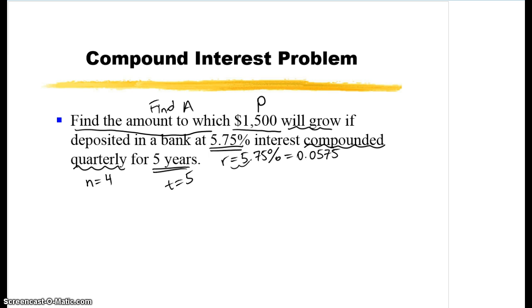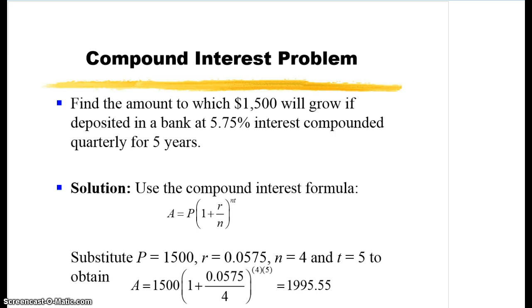Okay, so put it all together now, and you will notice, using our formula, that A is equal to 1,500 times (1 plus R, which is 0.0575, divided by N, which is 4) to the power of N, which is 4, times T, which is 5. That's what they have exactly here. Doing this calculation gives you 1995.55. So your money will grow to $1,995.55.